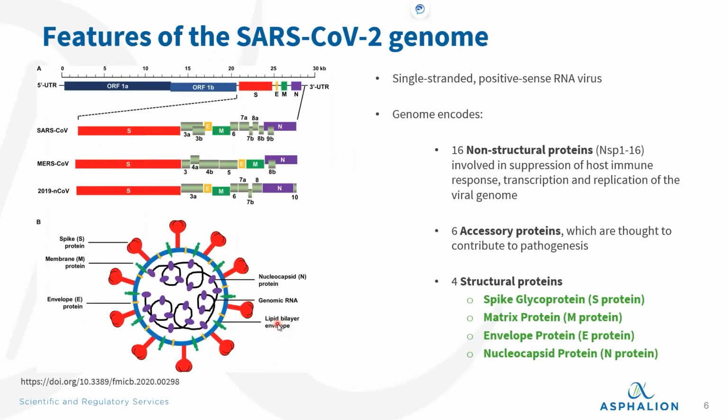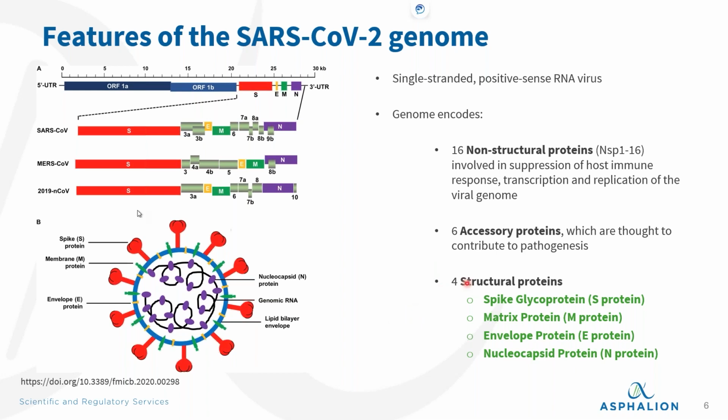Just to go into the features of the SARS-CoV-2 genome a little bit, because it's relevant for vaccine development. SARS-CoV-2 is a single-stranded positive sense RNA virus. Its genome encodes 16 non-structural proteins, which are denominated NSP1 to 16, and they're involved in the suppression of the host immune response, transcription of the genomic material of the virus, and replication of the viral genome. There are also 6 accessory proteins which are thought to contribute to the pathogenesis of the virus, but as yet they're poorly understood. The most interesting from the point of view of vaccine development are the 4 structural proteins.